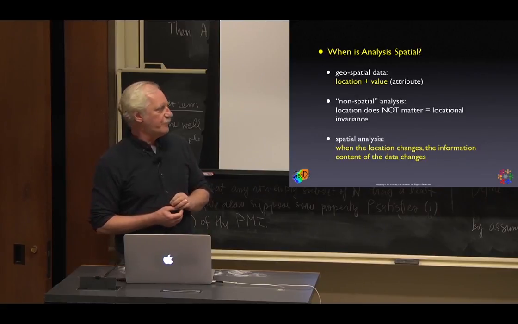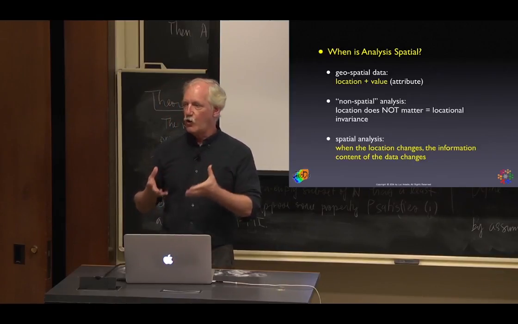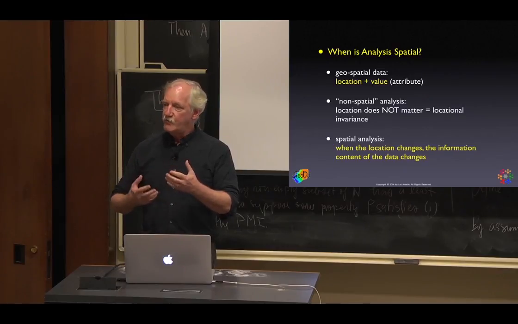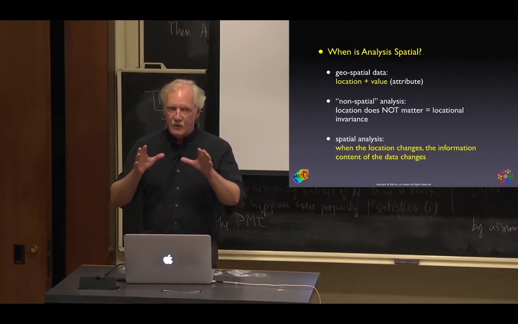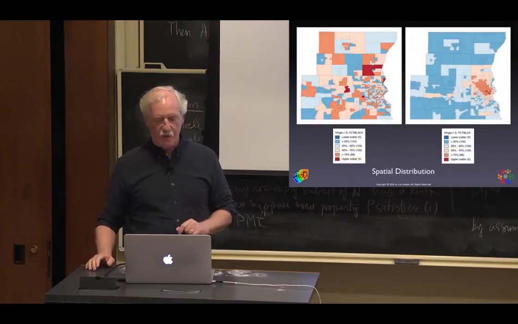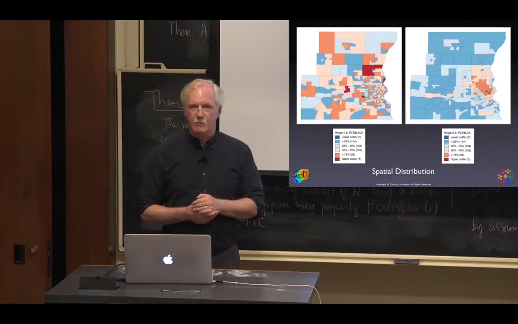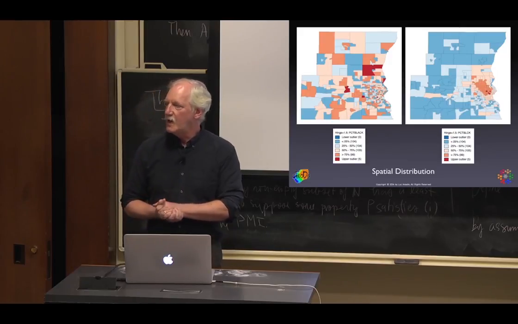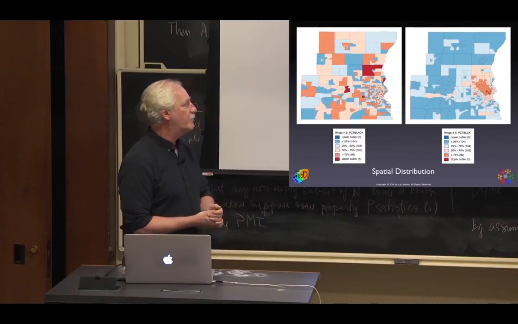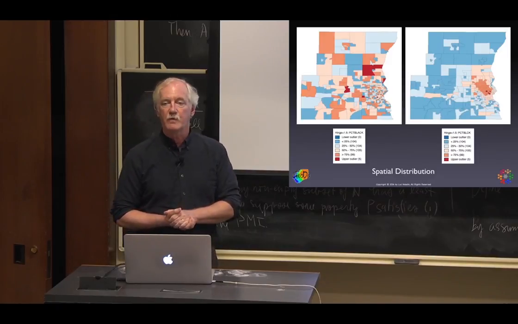So more technically, it has to do with information content. What you learn from the data. And if the location changes and your information content changes, then that's where spatial analysis is relevant. And the example I use is actually a real example. There's a fake city here and a real city here, and it's Milwaukee. Many of you might know that Milwaukee is one of the most segregated cities in the US. And this is a map of census tracts in Milwaukee that gives the percentage African American, right?